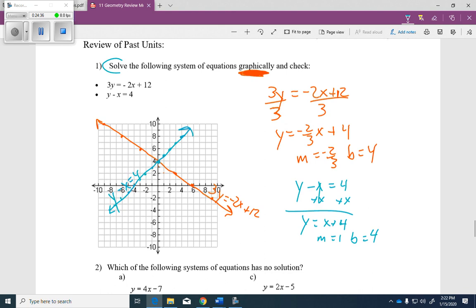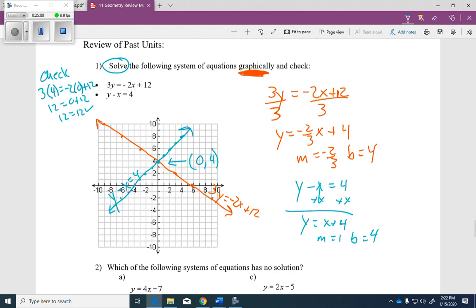If it says solve graphically, it means I have to name that point of intersection. It's at (0, 4). And it says do a check. Remember, when you do a check, it means you plug it into both equations. So if I check my first equation, 3 times 4 is supposed to equal negative 2 times 0 plus 12. So does 12 equal 0 plus 12? Sure does. 12 equals 12.